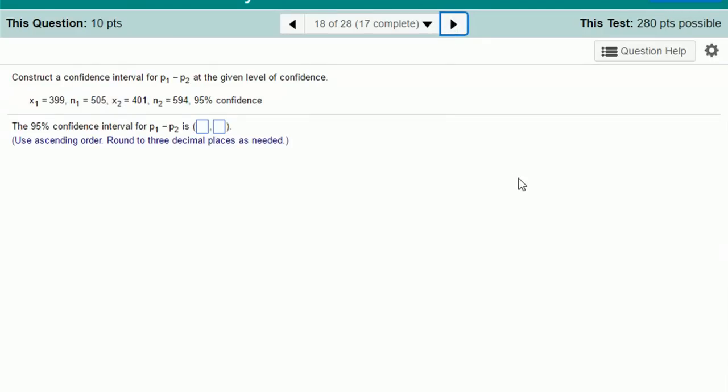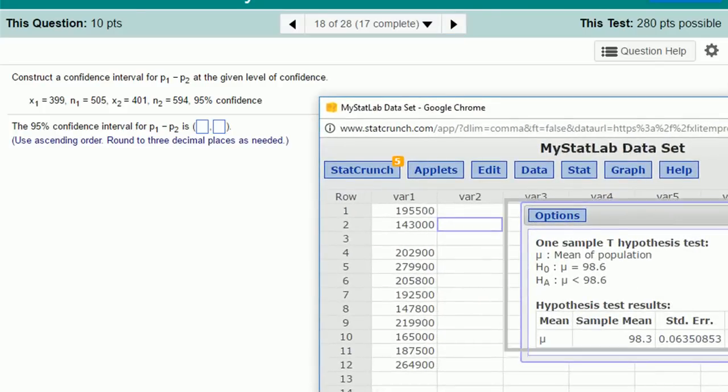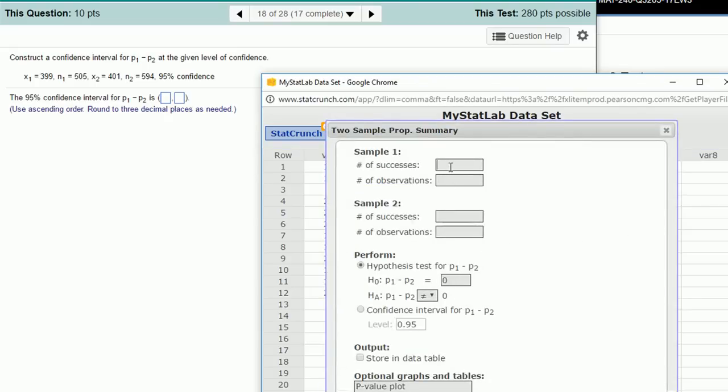Let's see, now we're going to do a confidence interval for P1 minus P2. So this is a difference of two proportions in StatCrunch. This is done under Stat, Proportion Stats, 2 Sample, With Summary. And I just have to put this stuff in. I'm going to do P1 minus P2.